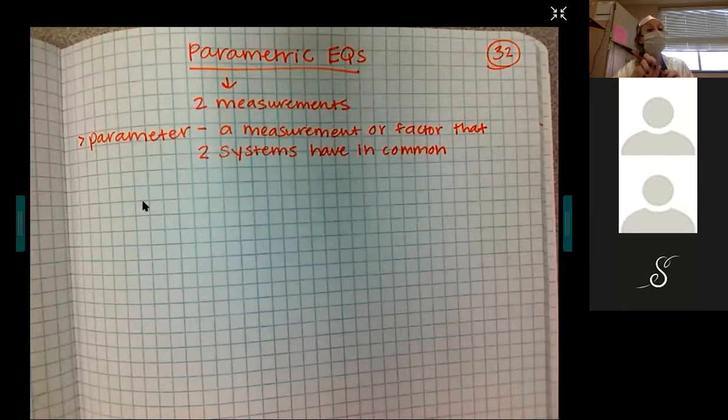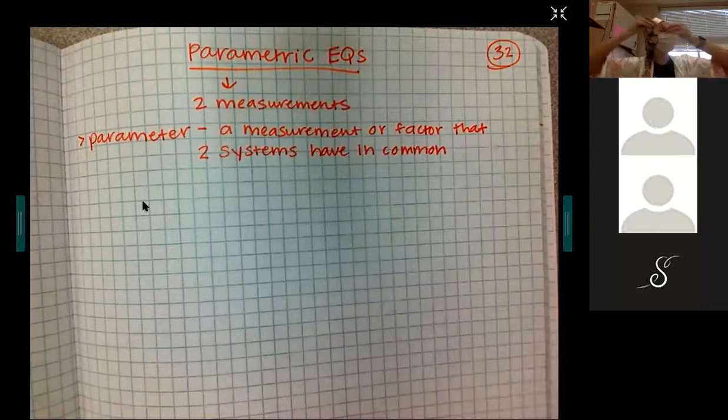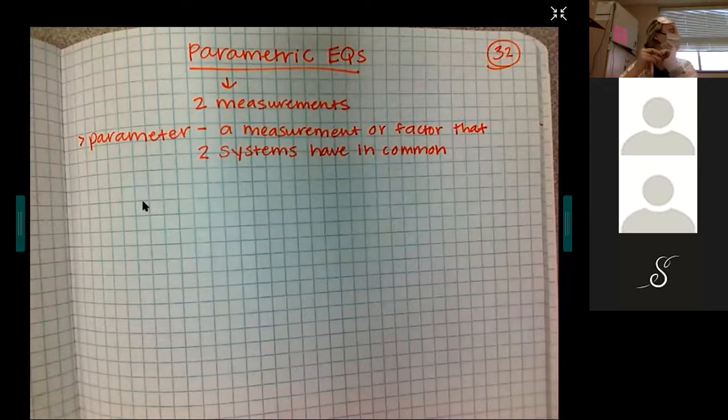So even though we're talking about Daniel running over time, the distance he goes over time, and the temperature over time, they're probably related and they have time in common. Does everybody understand that? Yes? Okay.